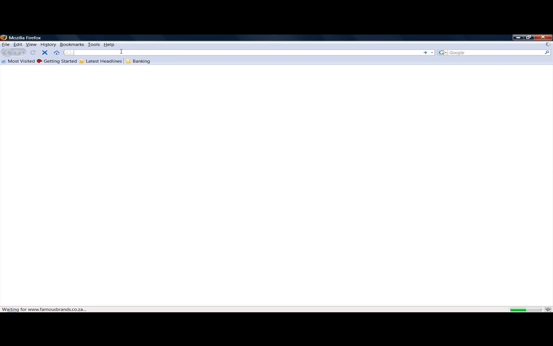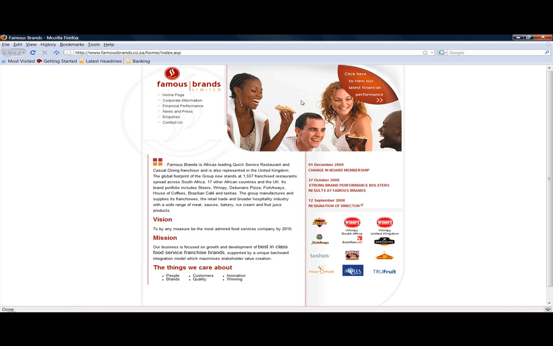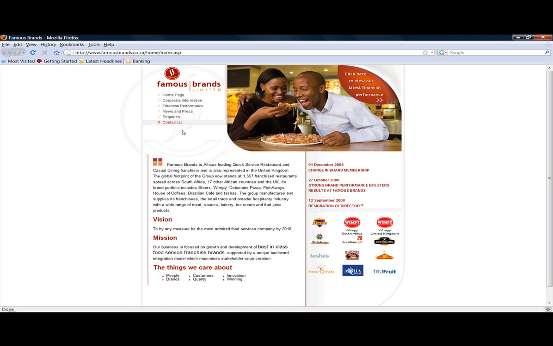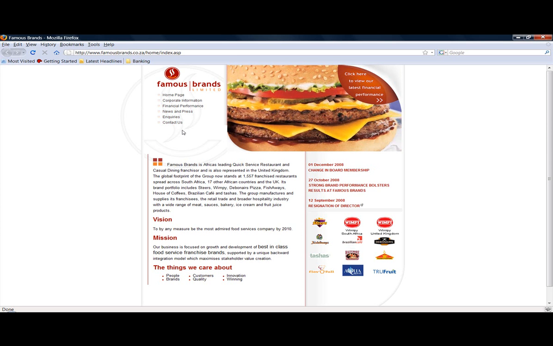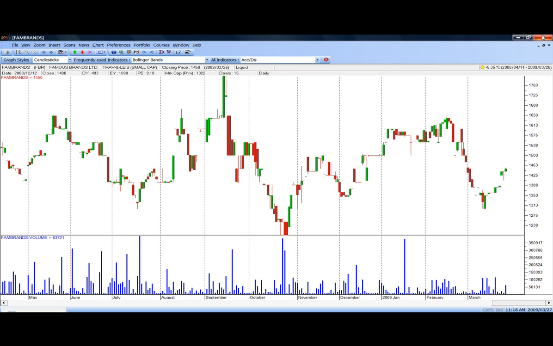Now I'm connected to the internet, and bingo, there we've got the name Famous Brands, and there immediately is the website of Famous Brands, and you can now find out anything. You can see the kind of franchises this company sells, and you have all the information at your fingertips about this company. This is an exceptionally useful feature, and we suggest you use it frequently whenever you start looking at a share about which you have very little knowledge. To get back to the program, all you need to do is click here.